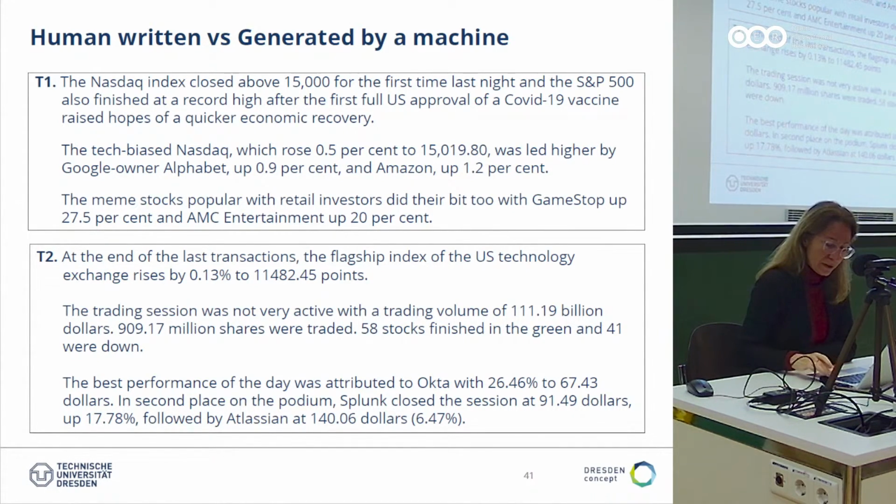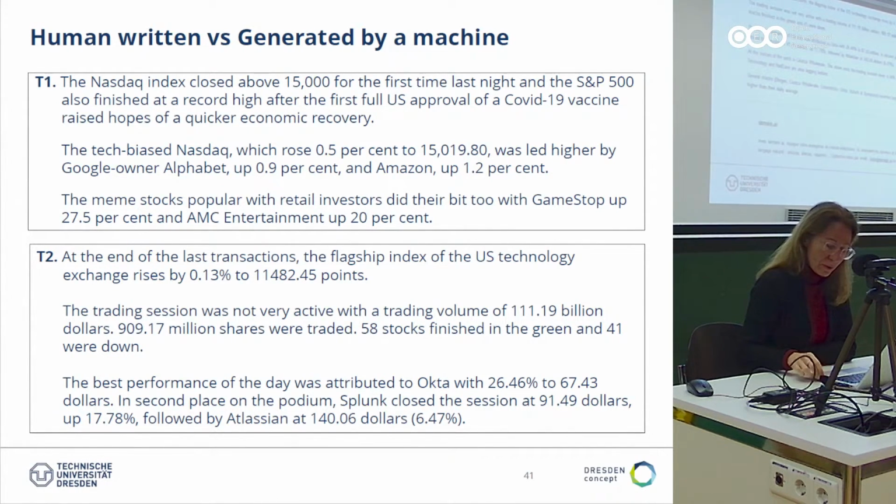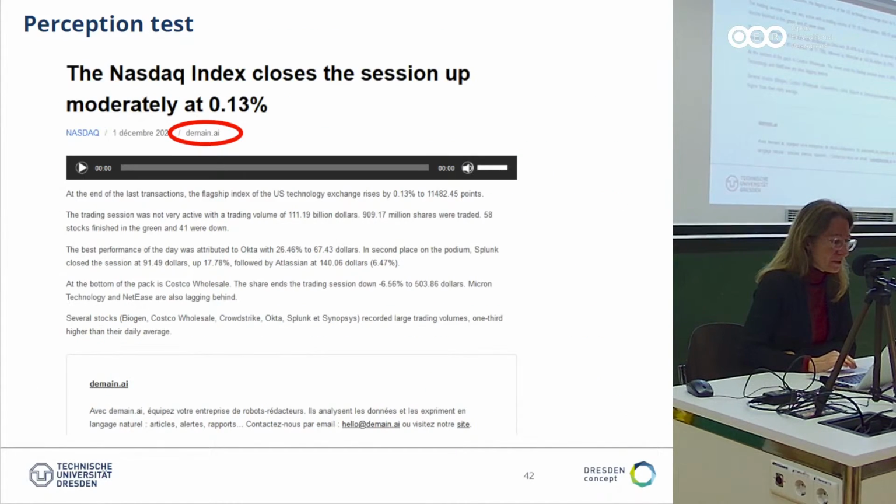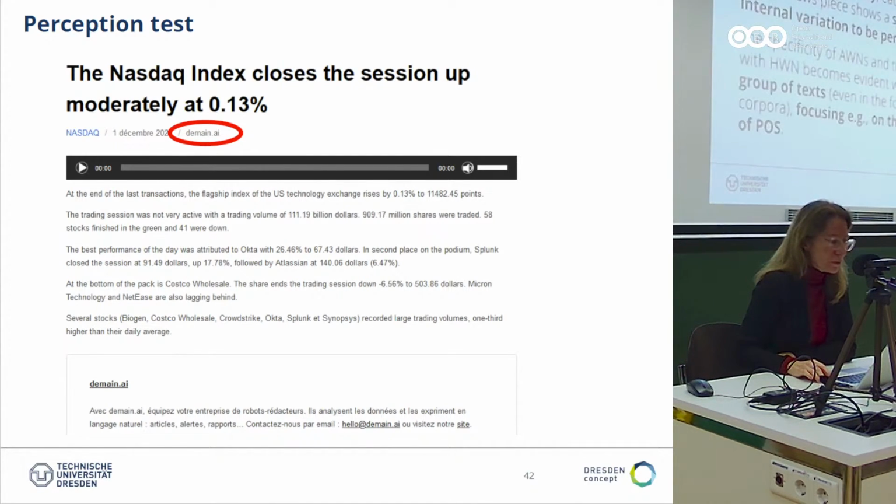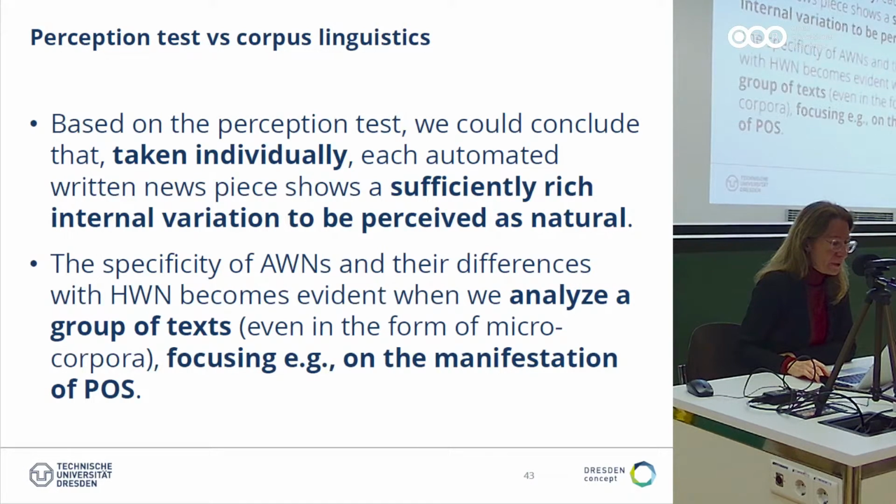The second one is the generated one, and that's the website on which you can find this generated text. And here, demain.ai is the writing software that generates these texts. Good. I'm almost done. If you have questions, I wanted to provide two more observations.